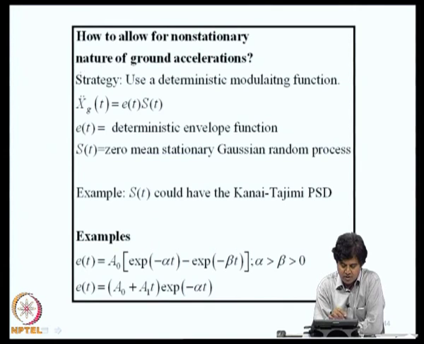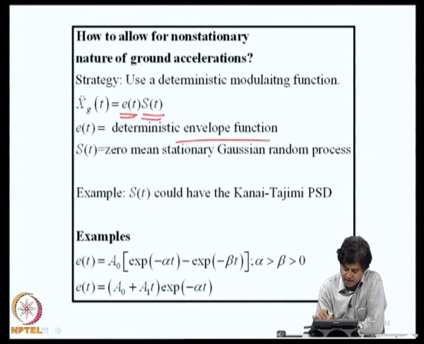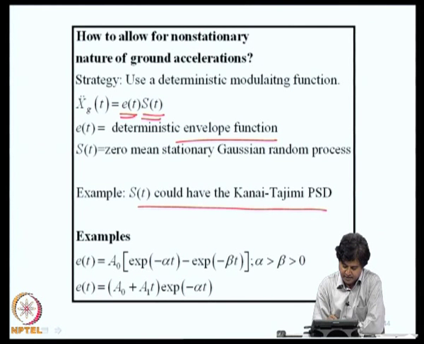How to introduce non-stationarity into ground acceleration? We can multiply the stationary random process whose power spectral density is the Kanai-Tajimi power spectral density by a deterministic envelope function. This deterministic envelope function captures the non-stationary trend that is observed in earthquake ground motions. So, an example could be S of t having a Kanai-Tajimi power spectral density, and these envelopes, for example, could be sums of the kind we have seen just a while before, and a similar curve like this, in the sense they essentially capture this type of behavior in time.